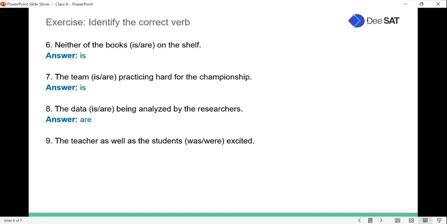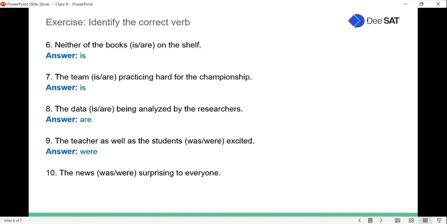The teacher as well as the students dash excited. Now, the moment you say as well as, it works differently than and. It does not simply work as a plus kind of situation. When you're saying as well as, you're talking about the students also and the teacher, but ultimately it is the students that will decide the form of the verb. Thus, the teacher as well as the students were excited.